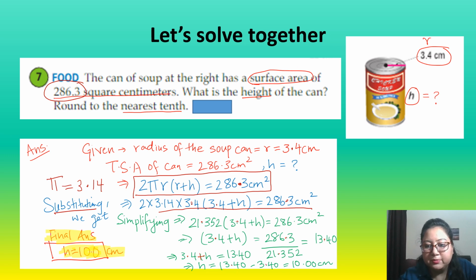I'm sure you agree with me. You are getting 10 centimeters, and the question said that you need to round off your answer to the nearest tenth. So the final answer we will write as 10.0 centimeters, so that it is to the nearest tenth and to one decimal place. So that completes the solution. I think it was quite a simple question. The only thing you need to be careful of is the decimal and the calculation in this question. That will give you the correct answer.